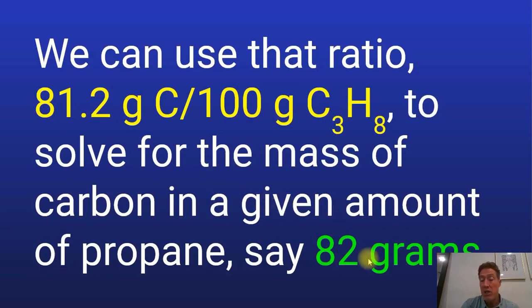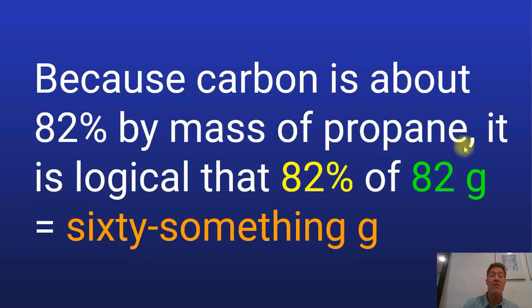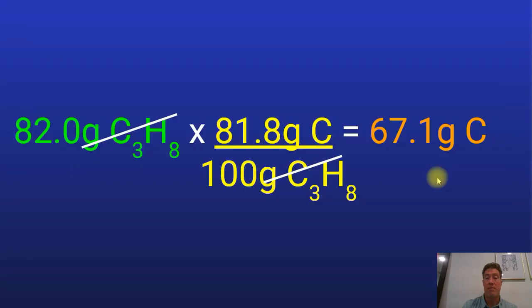So let's say we start with 82 grams of propane. How much is carbon? Well, start with 82 grams of propane, use our conversion factor, 81.8 grams per 100 grams of propane. So our grams of propane cancel. We're left with grams of carbon, namely 67.1 grams of carbon. So we have an 82 gram sample of propane that's 80% carbon, therefore 67.1 grams of that end up being carbon. Does this make sense? Yeah. If you said 80% of 80, it would be 60 something, right? And that's what we have, 67.